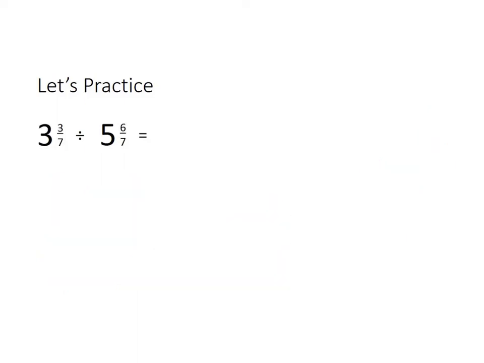Let's do another one together. We have 3 and 3/7 divided by 5 and 6/7. What's the first step? That's right, change our mixed numbers to improper fractions. In this case, we're going to take 7 times 3, which is 21, plus 3 is 24 over 7. Then we're going to take our 7 times 5 is 35, plus 6 is 41 over 7. Now we're going to keep the first fraction the same, change the division to a multiplication, and write the reciprocal of the second fraction.